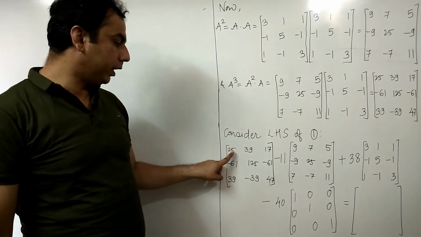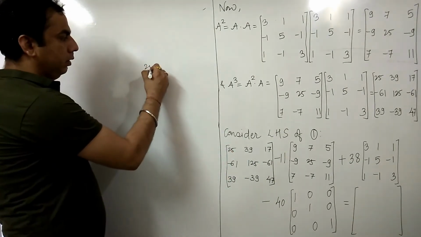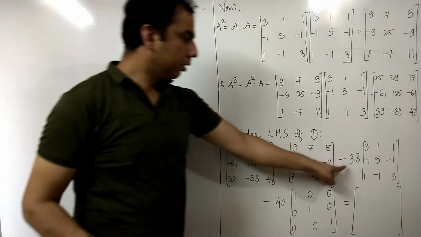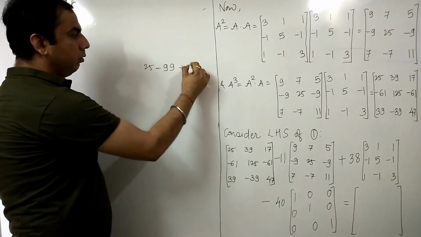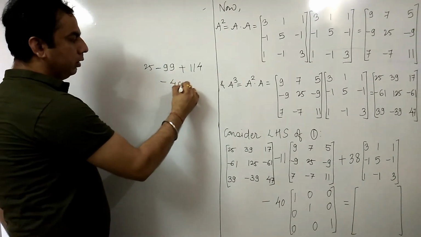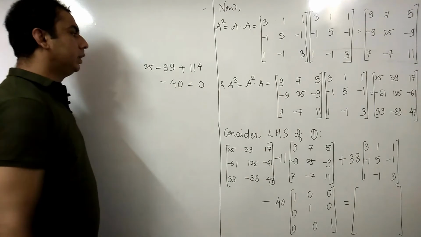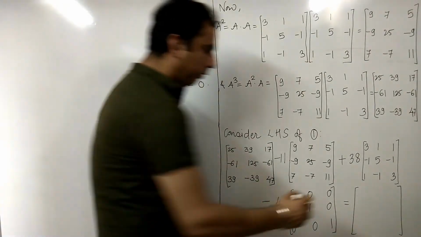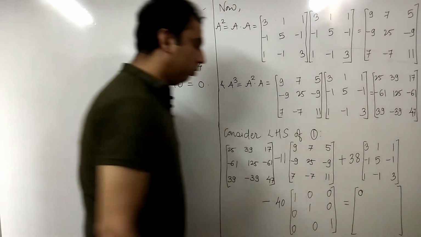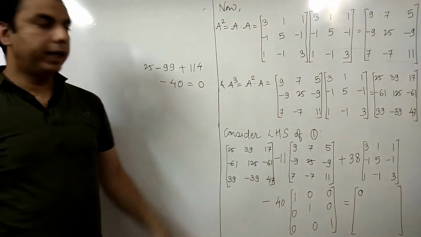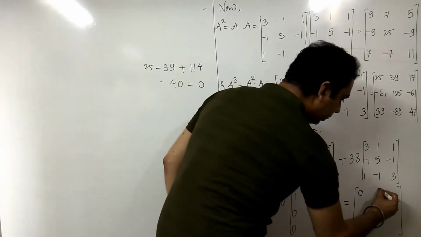You can verify here 25 minus 99 plus 114 minus 40. This comes out to be 0. So the first entry is 0. In a similar manner, you can verify all the entries and you will get all zeros here.